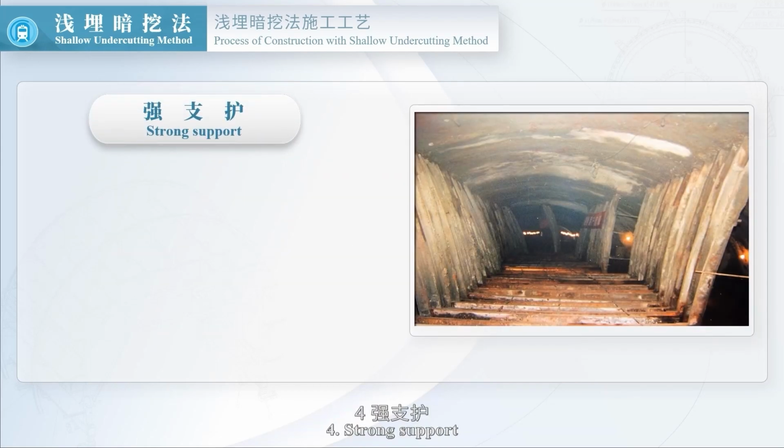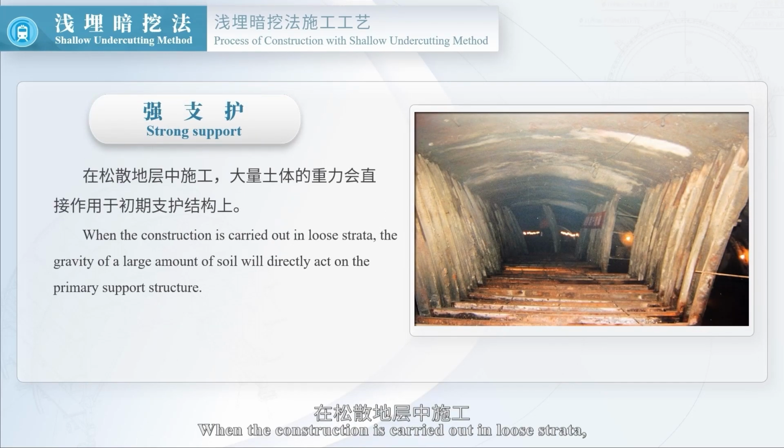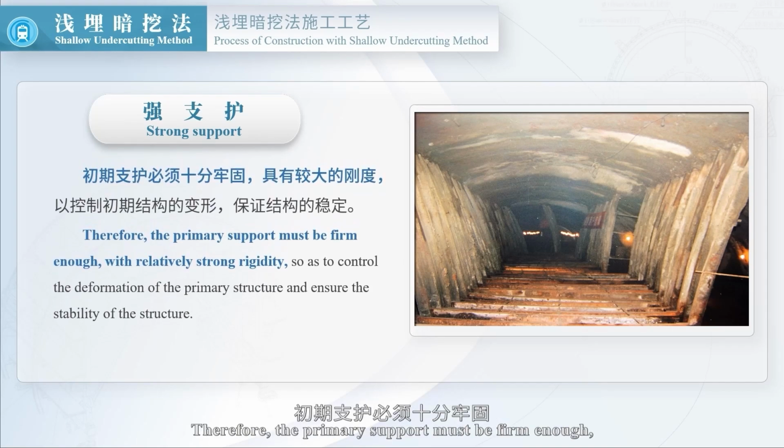4. Strong support. When the construction is carried out in loose strata, the gravity of a large amount of soil will directly act on the primary support structure. Therefore, the primary support must be firm enough, with relatively strong rigidity, so as to control the deformation of the primary structure and ensure the stability of the structure.